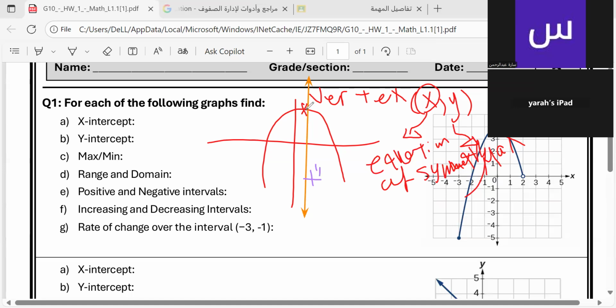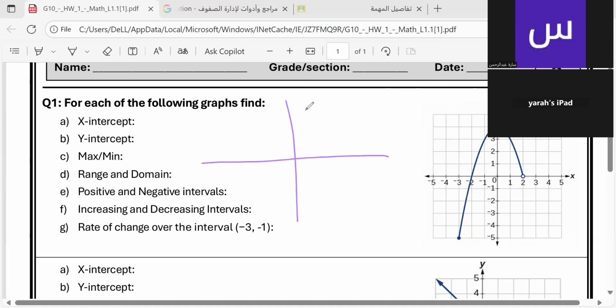For example, if I told you the vertex here is 2 and 3, okay? So here, what is the equation of symmetry? I didn't quite understand it. Okay, I can explain it again.